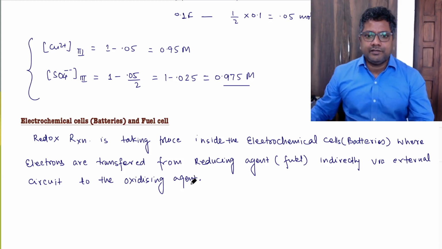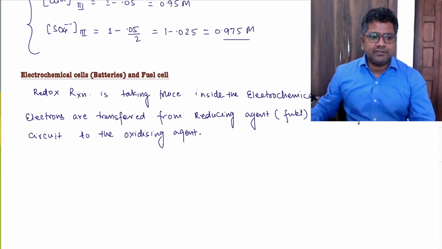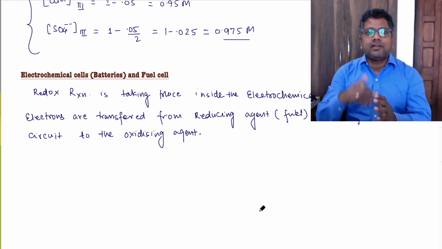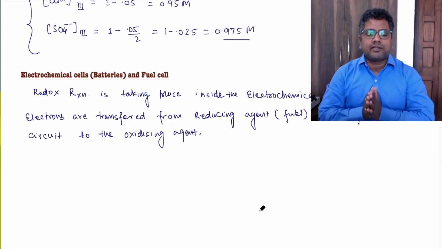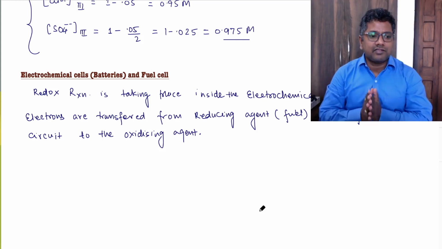We have different types of batteries or electrochemical cells. One type is non-rechargeable. Non-rechargeable means once the stored chemical energy has been converted into electrical energy, no further chemical energy can be converted into electrical energy. Such cells are called irreversible cells or batteries.